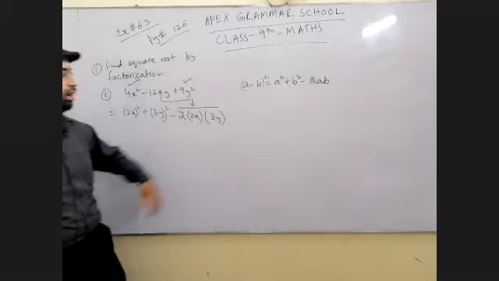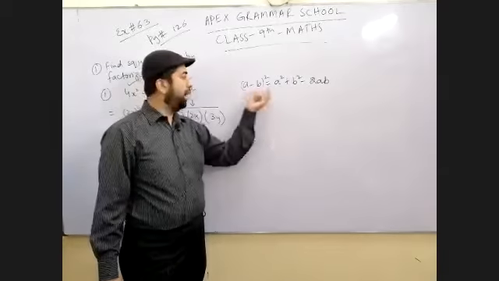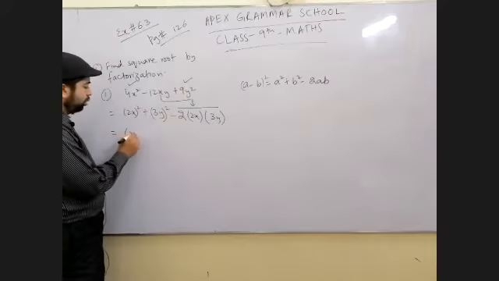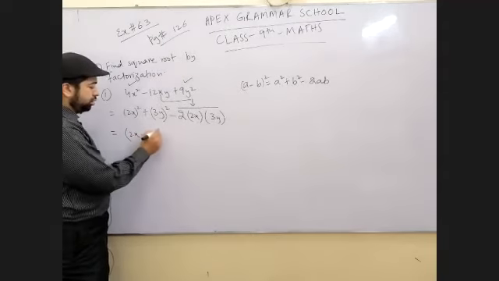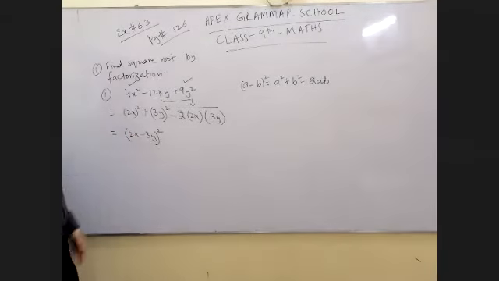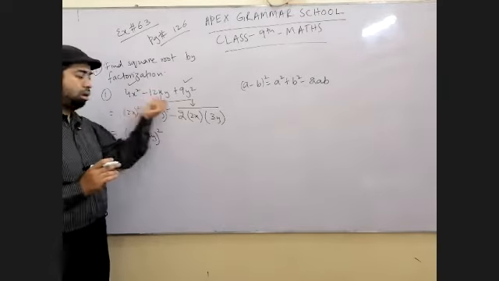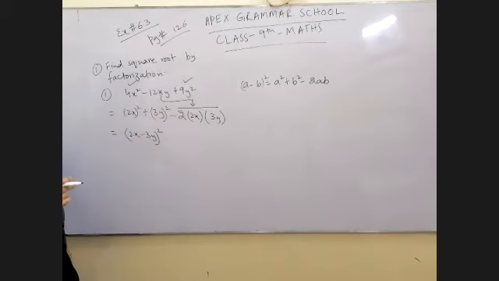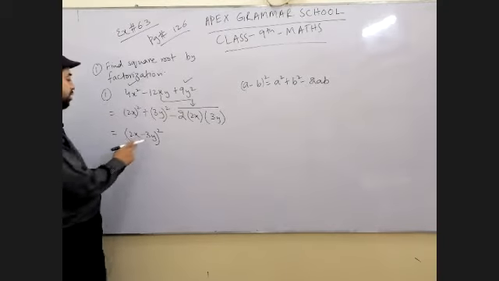Meaning to say, it is equal to a minus b whole square. So it is equal to 2x minus 3y whole square. This is of the type of whole square. Now we have done with that: this whole expression is the square of this one. Okay. So what will be its square root?